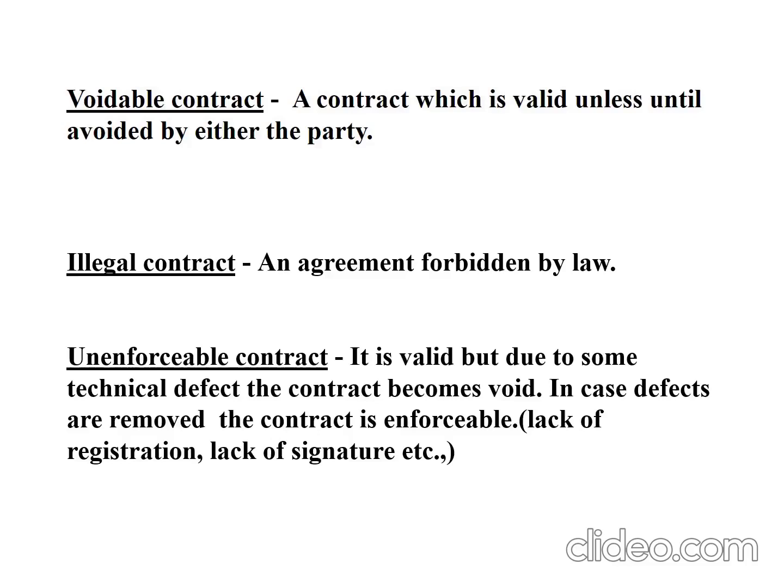Unenforceable contract: it is valid, but due to some technical defect the contract becomes void. In case the defects are removed, the contract is enforceable. For example, lack of signature or non-registration. So due to any such condition, when the particular contract becomes void, and in case that particular condition is later fulfilled, then it is called an unenforceable contract.